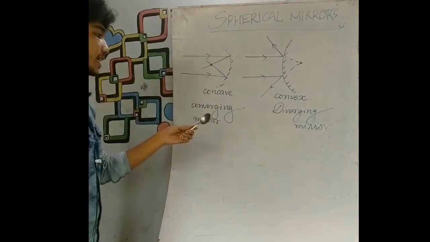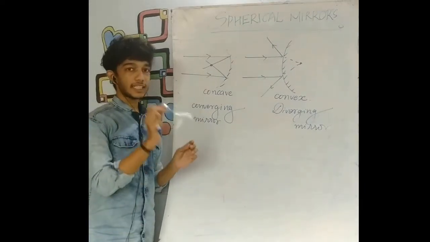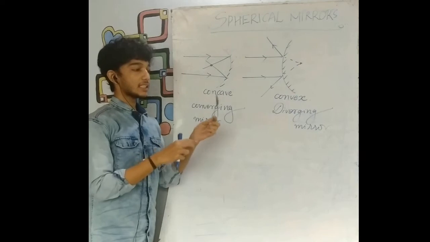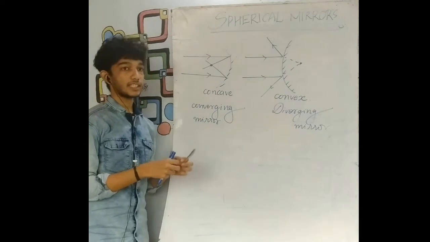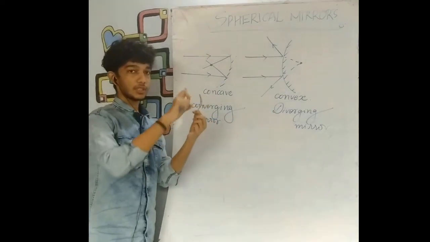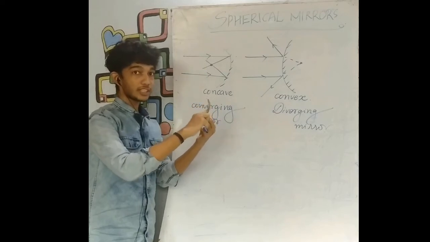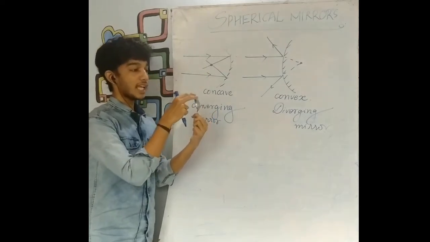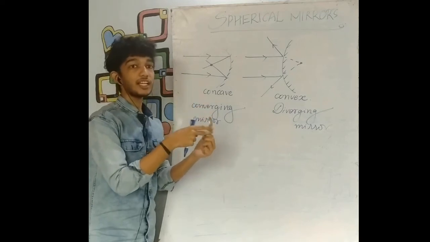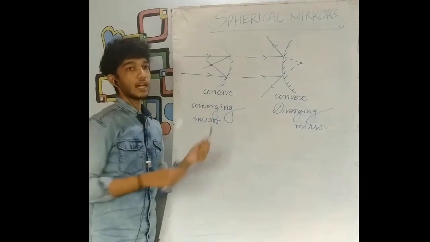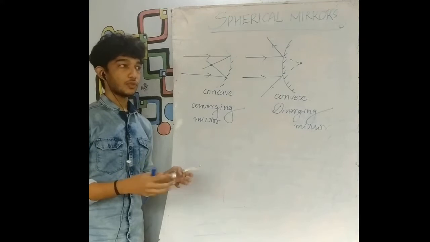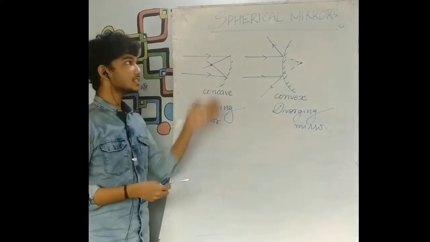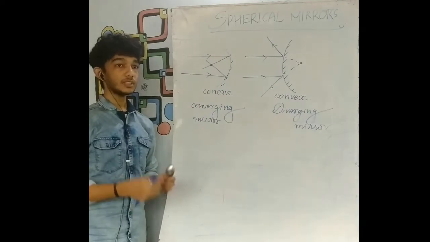Let me show you one example. If you take a spoon, a smooth, shiny, polished spoon, we can see the concave face as well as the convex face. This side of the spoon, which is curved inward, is an example of a concave mirror, and this side is an example of a convex mirror, because this side is curved outwards. So this is about concave and convex mirrors, and we need to know some of the basic terms or definitions regarding spherical mirrors. Let us move into that topic.